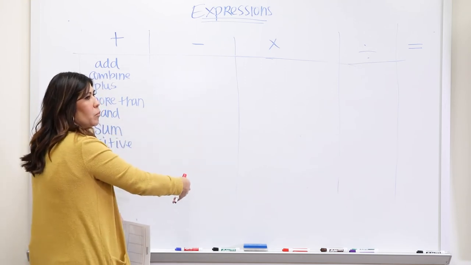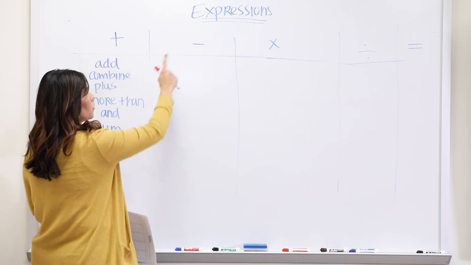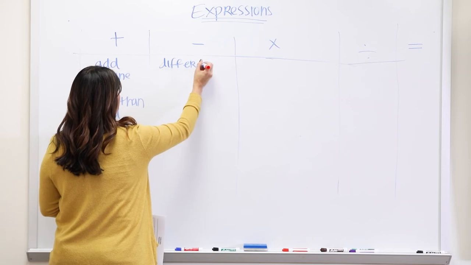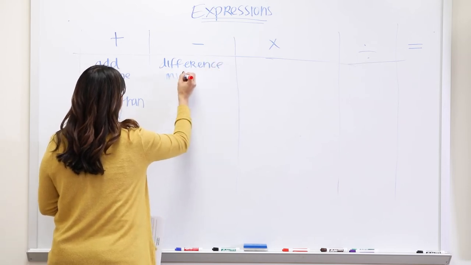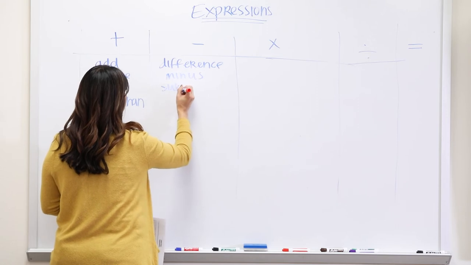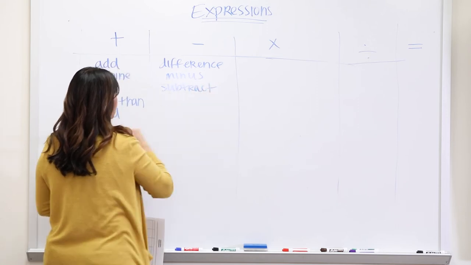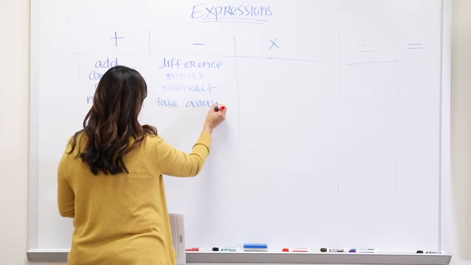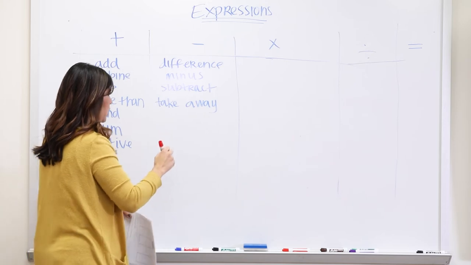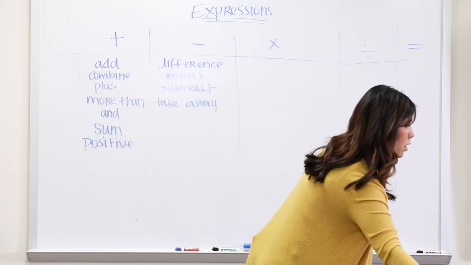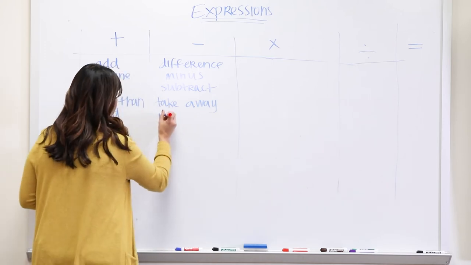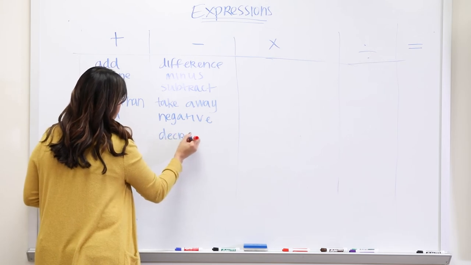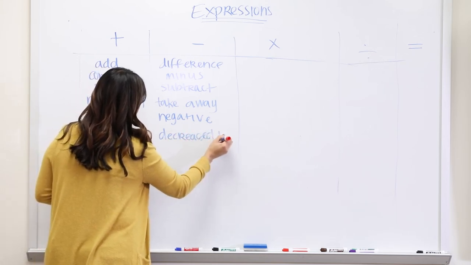What about this, right? What words are we going to use for this symbol? Difference. Difference, okay. What else? Minus. Subtract. What else? Take away. There's another one I'm searching for, and it always trips students up, so I like to make sure I use it. Negative. Ah, there it is. Yes, negative. And then decreased by.